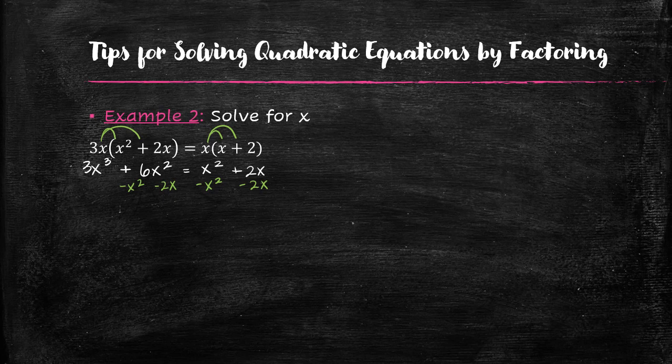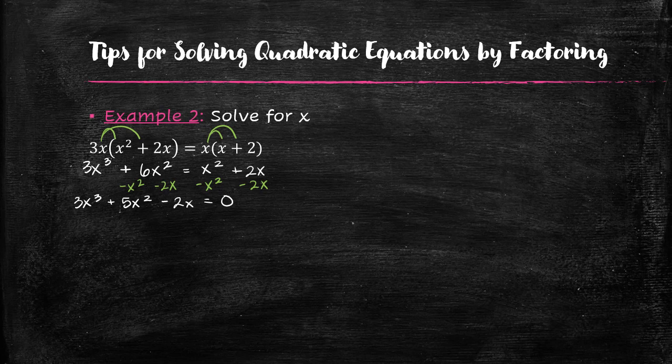Our equation, it's not exactly a quadratic at this point, is 3x cubed. Let's see, how many x squareds do we have? We have 5 of them now, and we have a minus 2x, and all of that is equal to 0. Okay, so this is now a cubic equation rather than quadratic, but we're still going to be able to solve it.